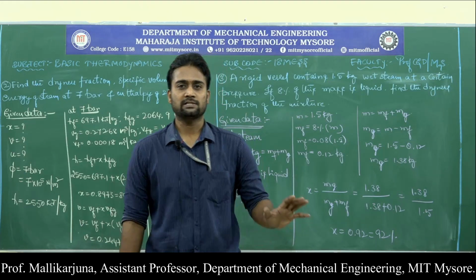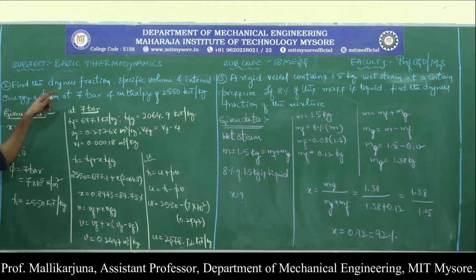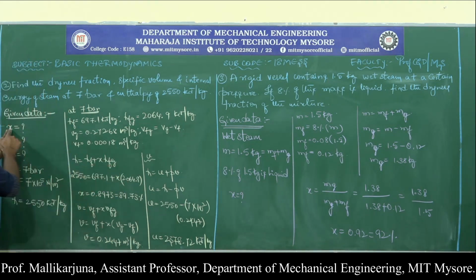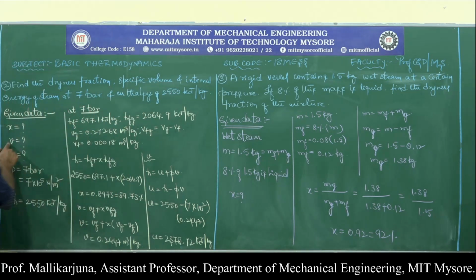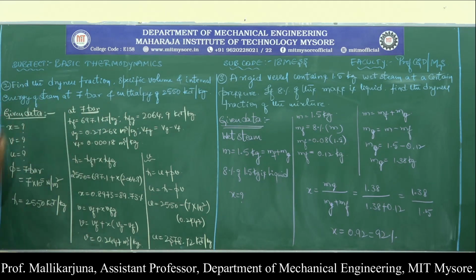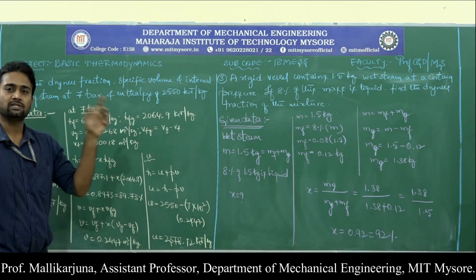Okay, let us move on to the next problem now. Let me read the problem for you. Find the dryness fraction. Dryness fraction is notated by x. x is a question mark. Specific volume, small v, is a question mark. Internal energy of the steam, small u, is a question mark, at 7 bar. 7 bar is nothing but the pressure of the steam.